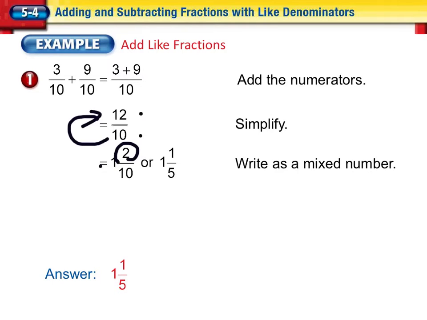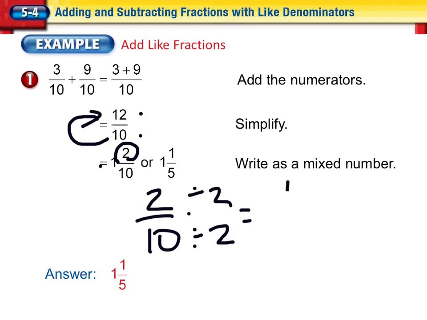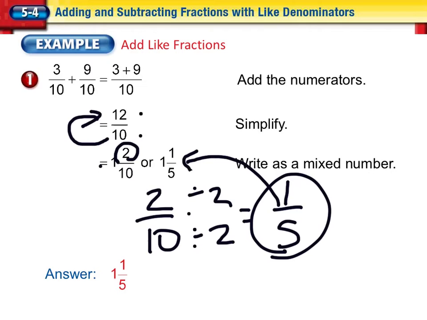That is still not simplified. So we take 2/10 and we divide the top by 2, we divide the bottom by 2, and we get 1/5. So this is a simplified portion of our mixed number. So our answer is 1 1/5.